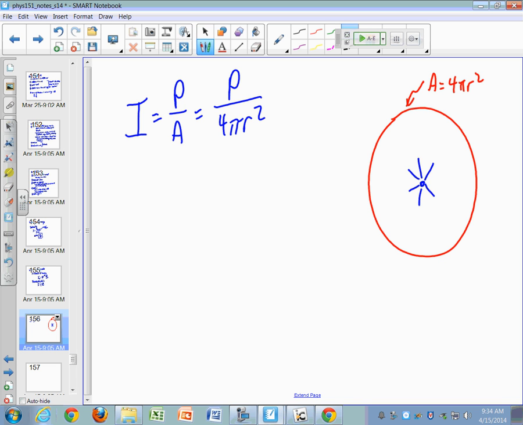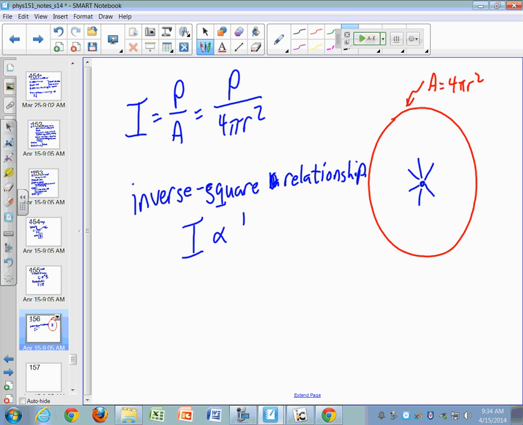This is a particular mathematical relationship. We call it an inverse square law, or an inverse square relationship. It just says that I is proportional to the inverse of r squared, so I is proportional to 1 over r squared. And that has some implications about the distance that you are from a source.